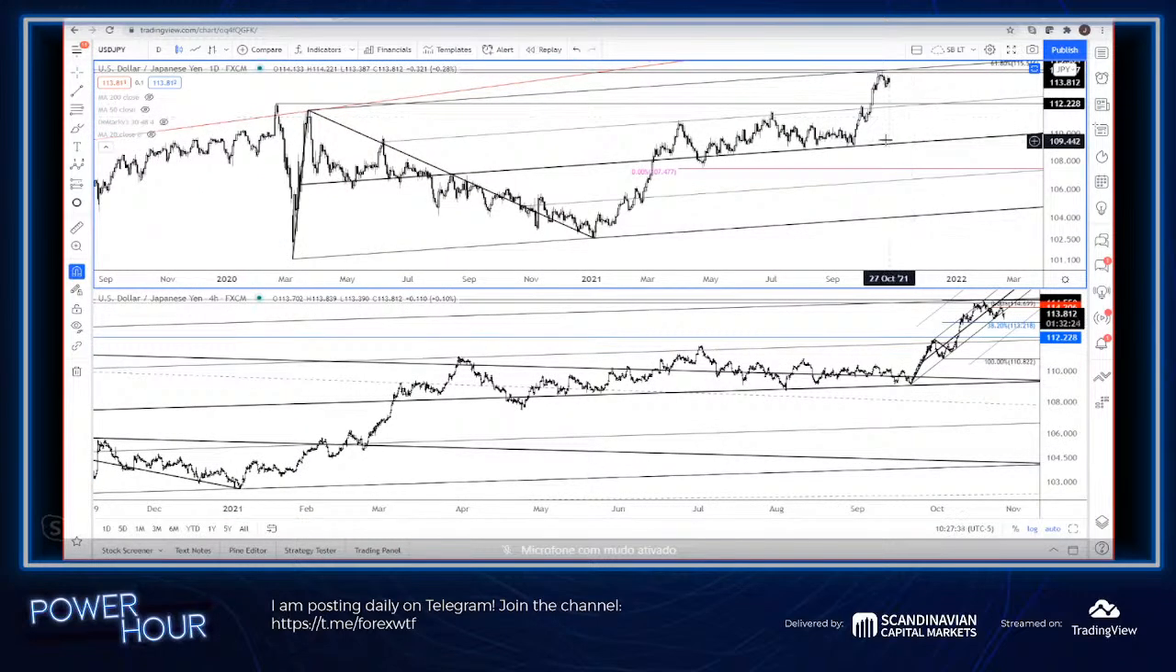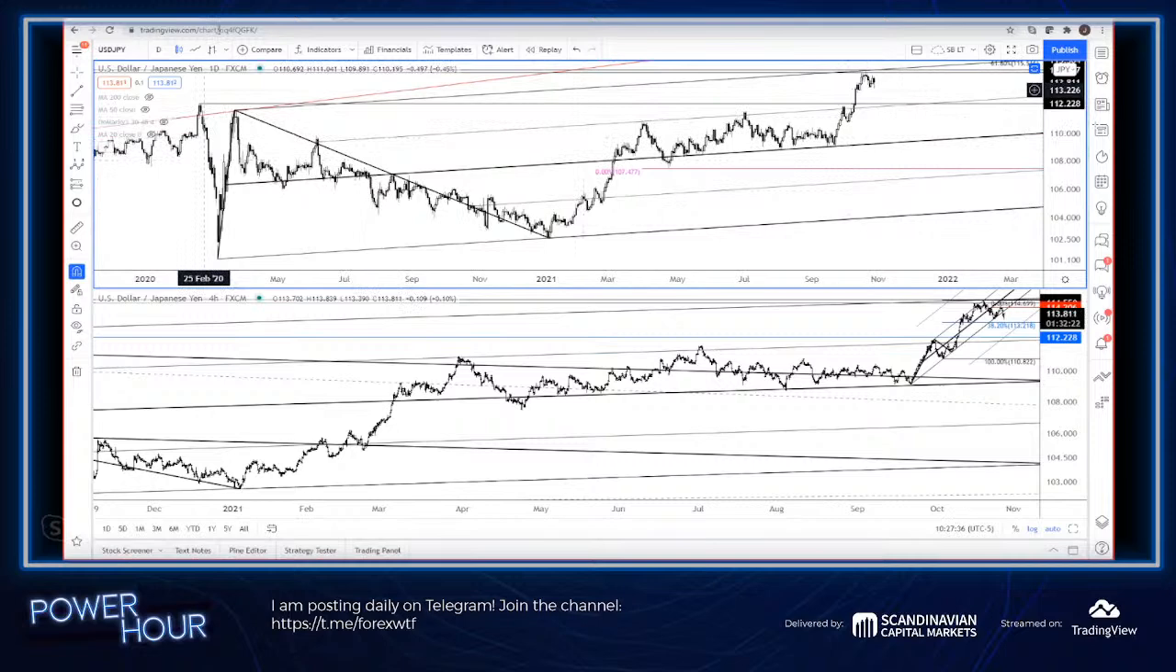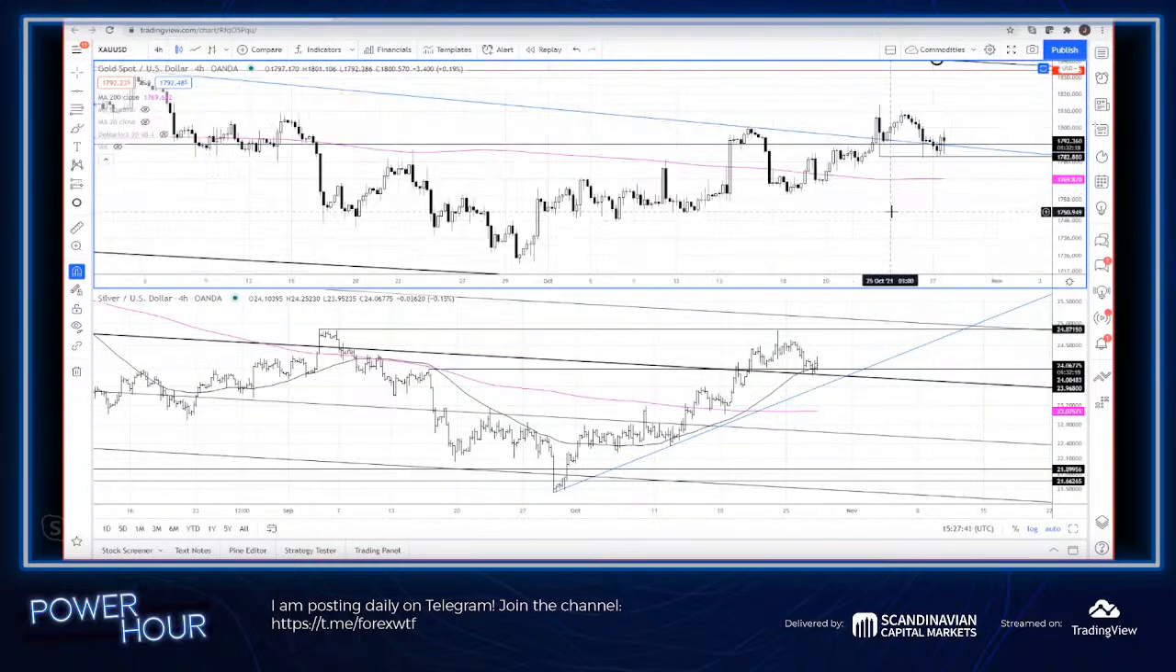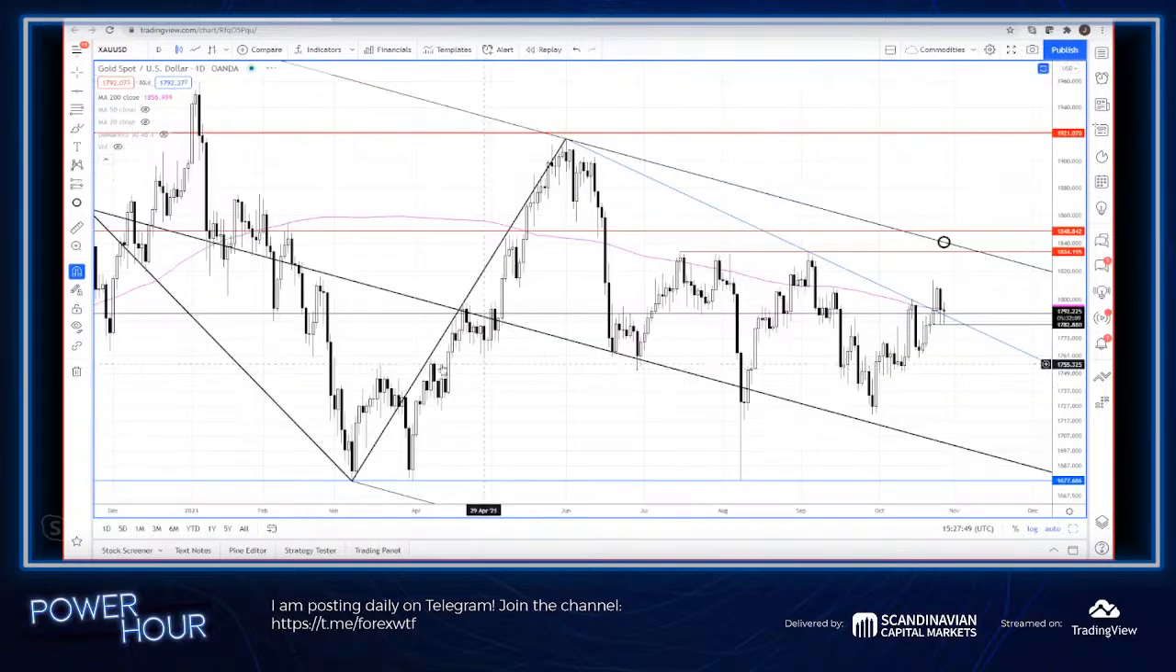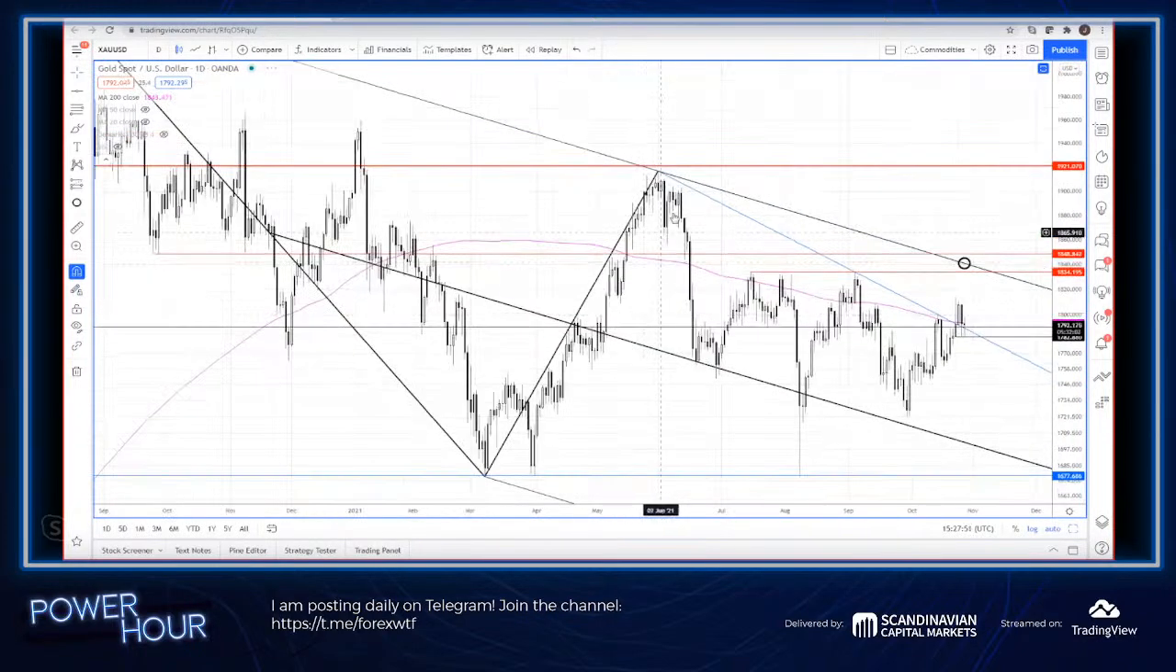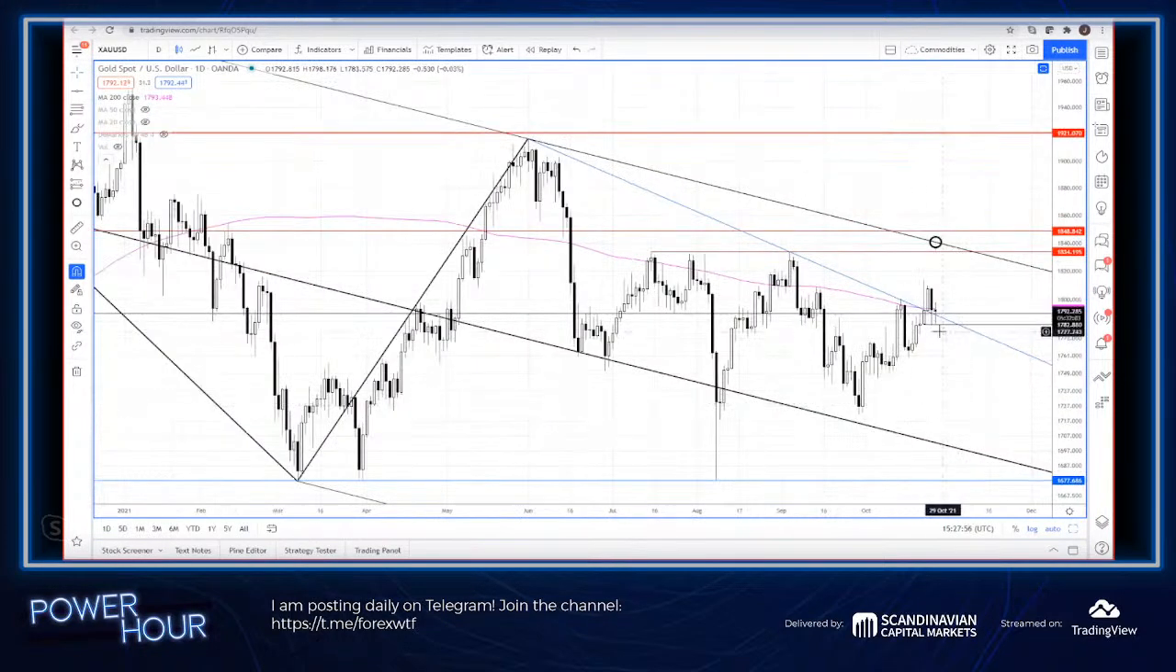All right. Let's go to some metals. Always good to look at gold when you're looking at yen. Daily chart. Broke above a very short-term trend line. And frankly, we are sitting right at support. So, constructive gold here on a short-term basis.